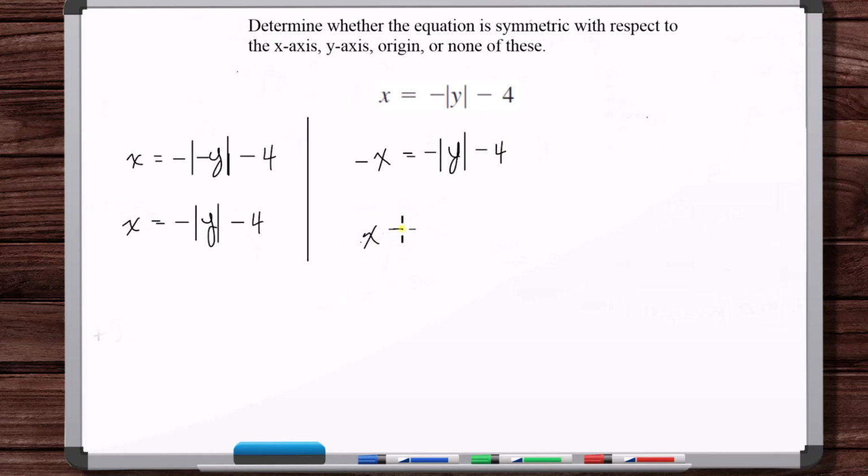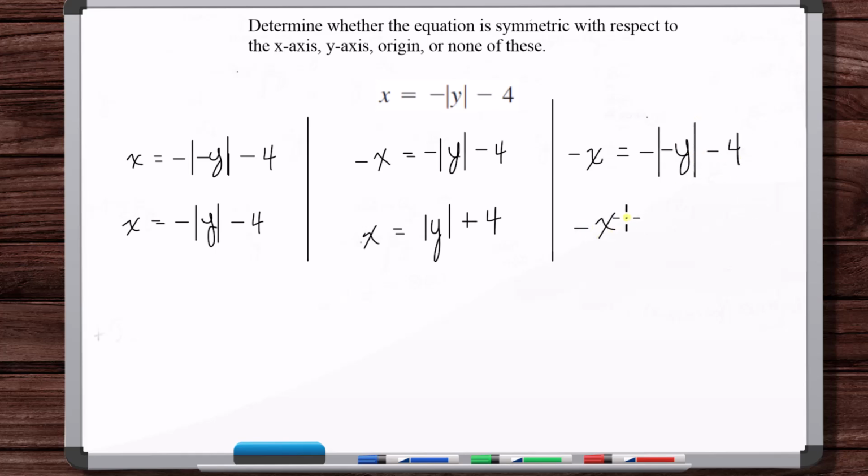Okay, so no, that's not the same equation. Okay, what about the origin? No. So this is only symmetric with respect to the x-axis.